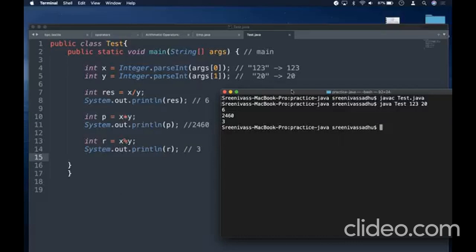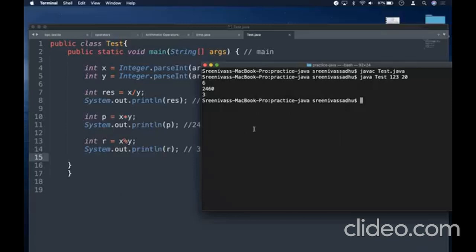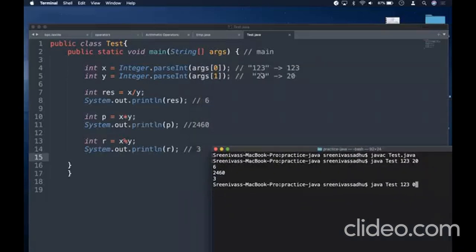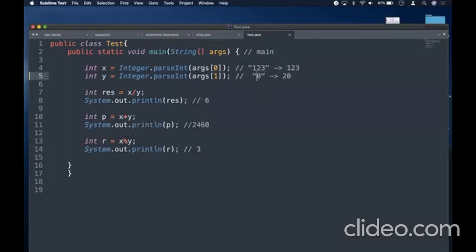But there is something we have to understand with the division and modulus operators. This time, try to observe. I have given 123 as the first value, but the second value I'm giving as 0. Let me change it over here. My y value is going to be 0, converting back to integer 0.